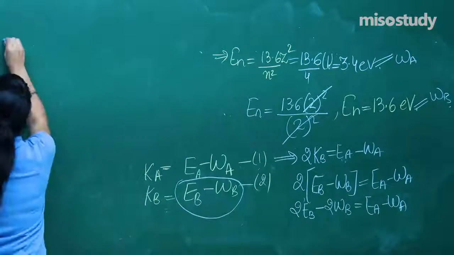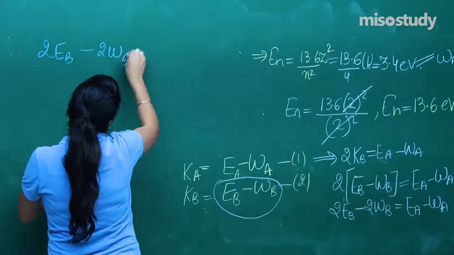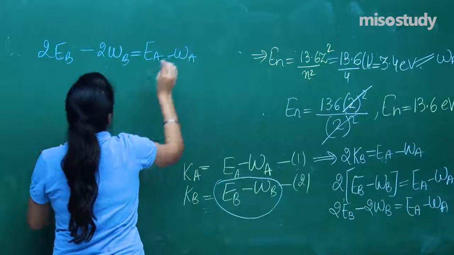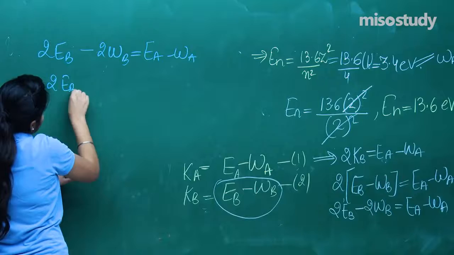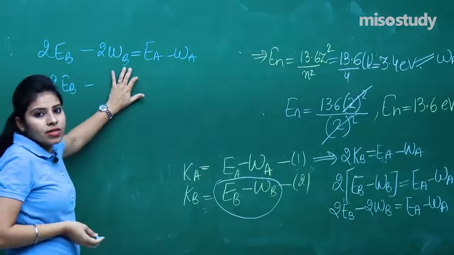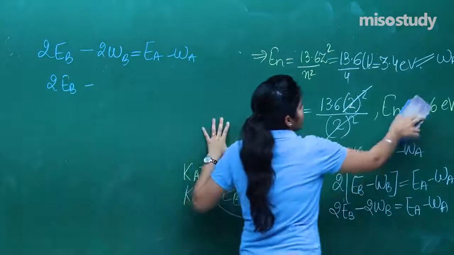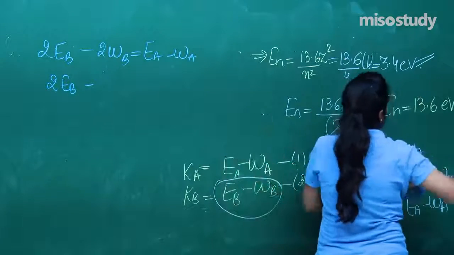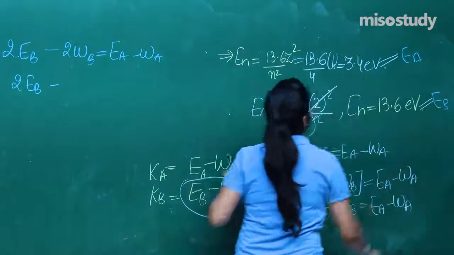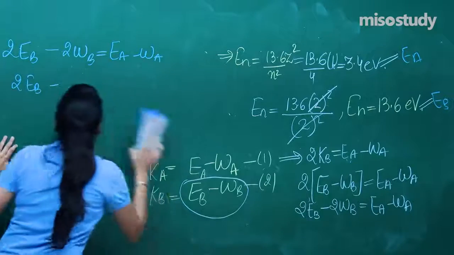We are having 2EB equals to minus 2WB equals to EA minus WA. So you are having 2EB minus 2WB. WB is what? This was the work function. So I have denoted, yeah, you can correct it out. This is not the work function. This is the energy. So this is EA and this is EB.